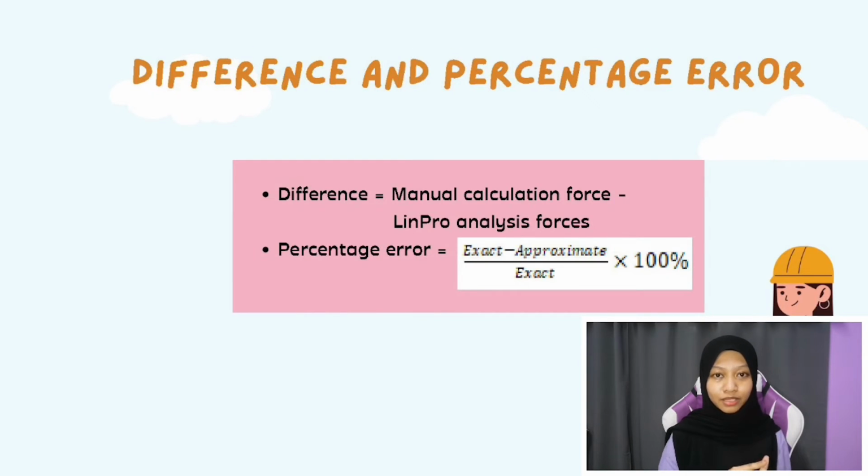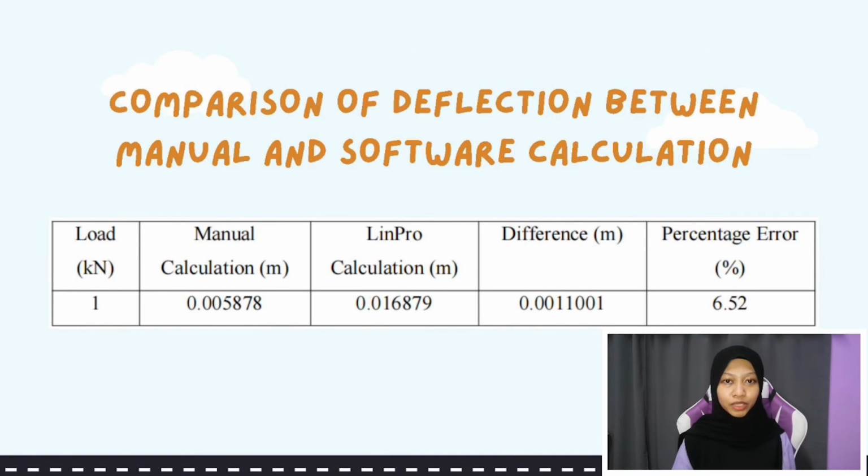After both calculations of manual and software have been finished, the values will be compared to get the differences and percentage error value. To get the differences, subtract the manual calculation force with the LIMPRO software analysis, while to get the percentage error, subtract the exact value with the approximate value, then divided by the exact value, then multiply with 100%. Since the deflection value from manual calculation is 0.005878 meter, while from software analysis is 0.016879 meter, the value of differences is 0.0011001 meter, with the percentage error of 6.52%.